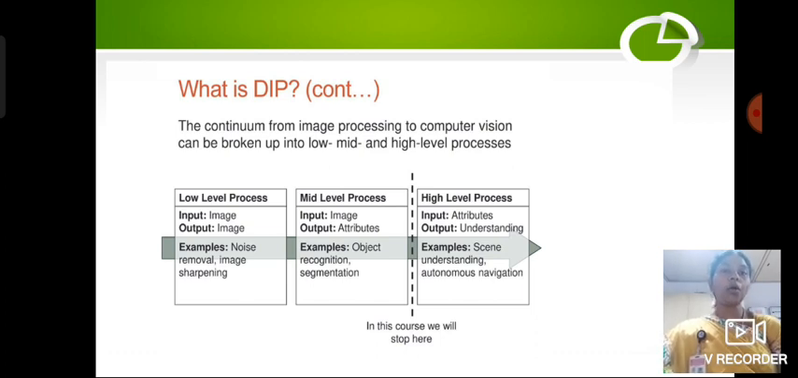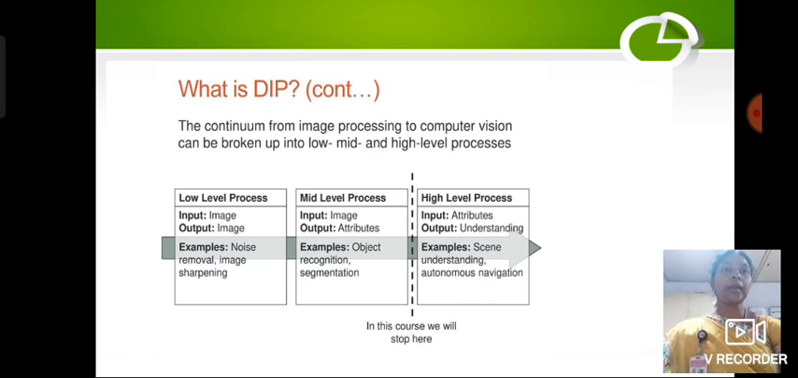That is the low level of processing of the image. Next, mid level of processing of the image. Here we are giving the input as an image and we get the output as the attributes. So with object recognition or segmentation, we get the attributes from the image. From the image we are collecting the attributes.